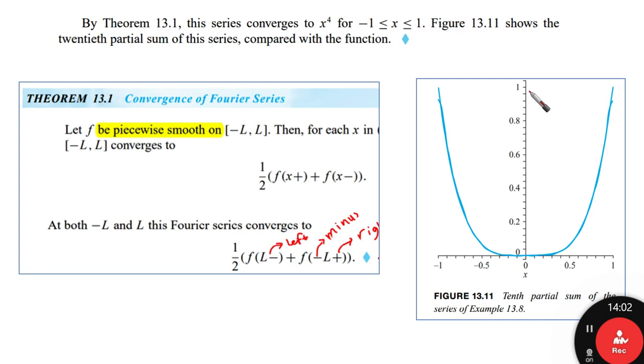Let's clean. So it is here. They are converging, both of them, to 1 here. So by theorem 13.1, the series converges to x to the power 4 for x between minus 1 and 1, as we said, and this figure shows the 20th partial sum of this series. 20th means that we have taken 20 terms from the Fourier series. As you can see, it is highly smooth, almost representing our function.